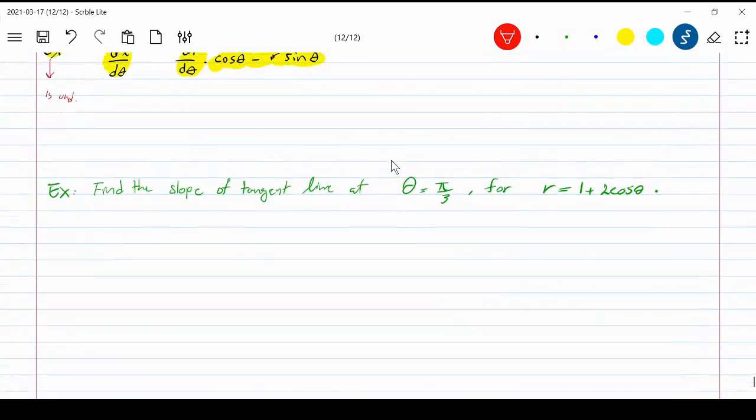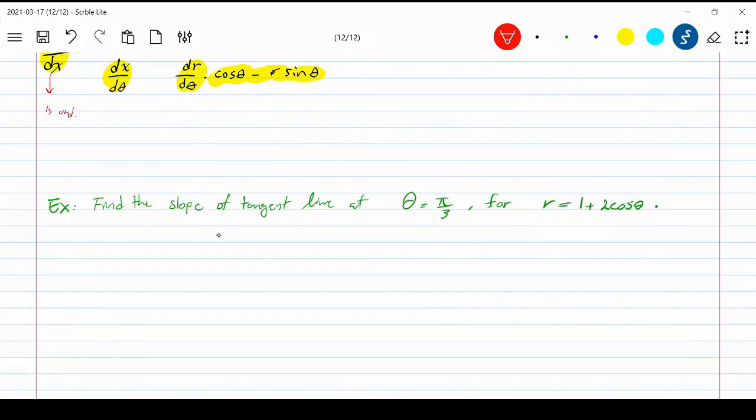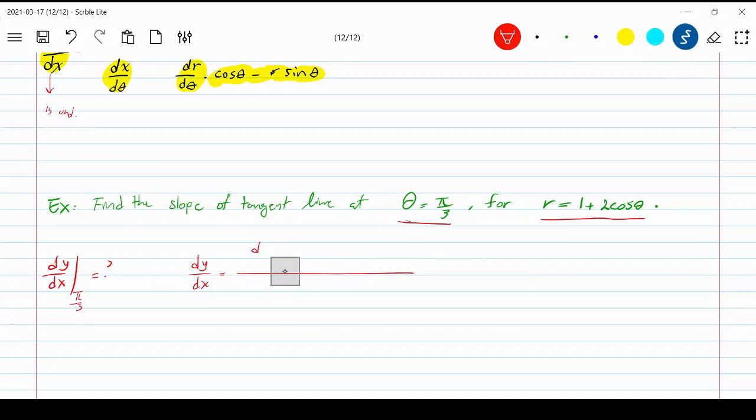So here's an example. Let's say find the slope of the tangent line at theta equal to pi over 3 for r equal to 1 plus 2 cosine theta. So what they are looking for is dy over dx evaluated at pi over 3. This is our question. First we need to find dy over dx, which is dy over d theta divided by dx over d theta. You don't need to memorize it.